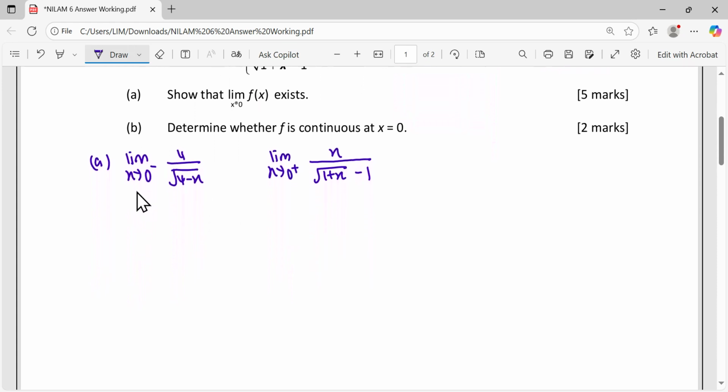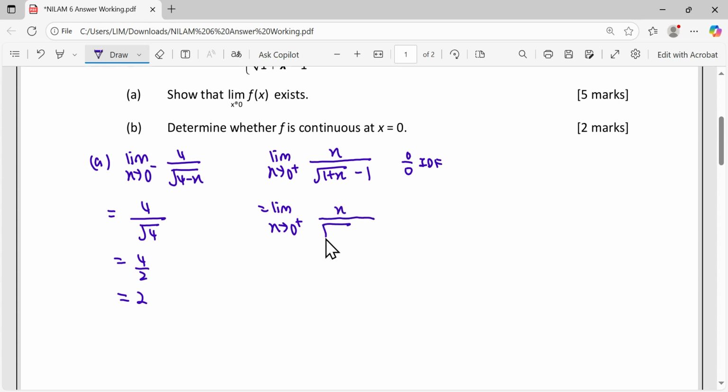So to simplify this, when I substitute 0 inside, this is square root of 4, this is 4 over 2, the answer is 2. Meanwhile, for this side, when I substitute 0, it is 0 over 0, which is the indeterminate form. So in the case of the indeterminate form, we need to simplify.